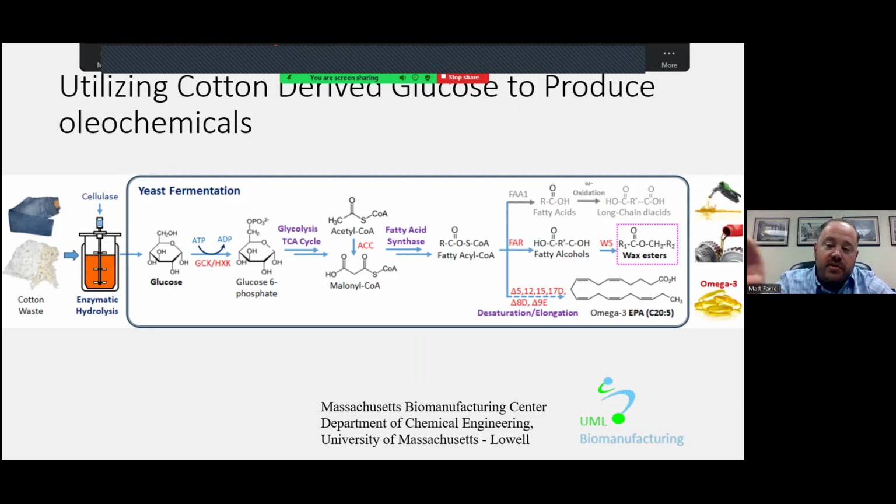But if you focus onto the far right there and just see those different pictures, this yeast is able to make different oleochemicals. And so what that means is, imagine being able to make fuel additives or lubricants or even omega-3 fatty acids, all types of just fatty chemicals, all made possible by this yeast utilizing glucose that's produced from cotton textile waste. Again, we're starting that research this year. Just really excited to see where this is going.